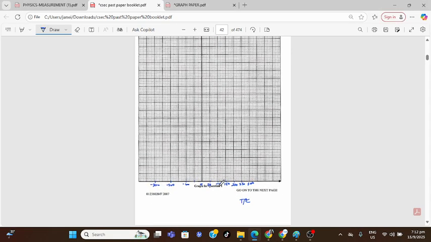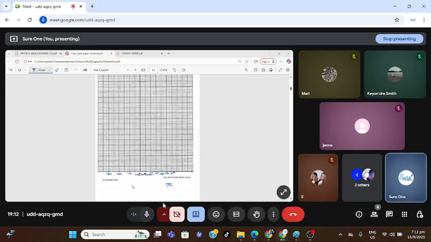Come down to the bottom. Each of them should be 50. So 50, 100, 150, 200, 250, 300. Then you're going to have negative 50, negative 100, negative 150, negative 200, negative 250, negative 300. And that's the unit right here. So just write that, don't plot it, and let me know. I'll give you 2 minutes to do that and we can move on.